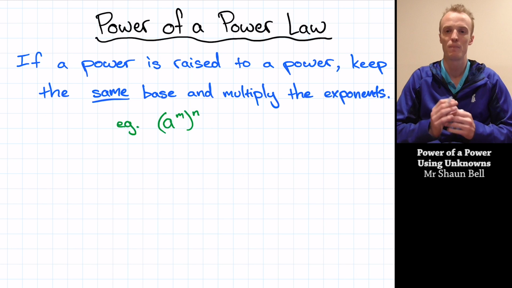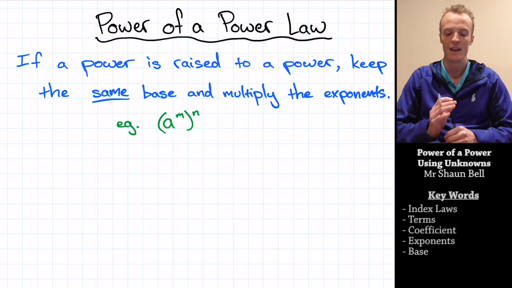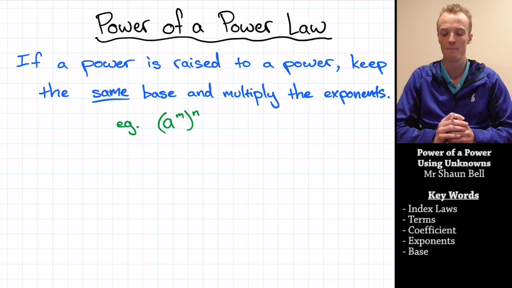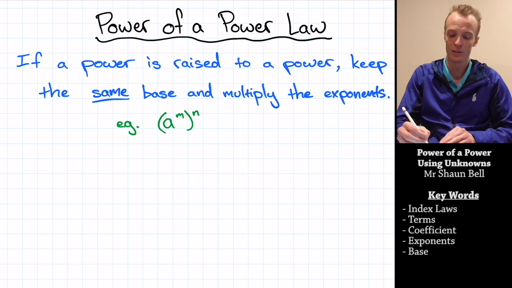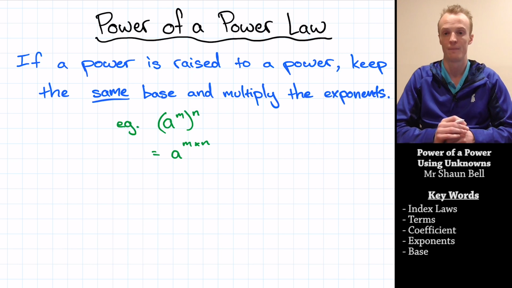So let's recap the power of a power law that we discovered in the previous video. If a power is raised to a power, we keep the same base but we multiply the exponents. For example, if I've got a to the power of m and I raise that to the power of n, what we do is we keep the same base of a and we multiply the two exponents together.